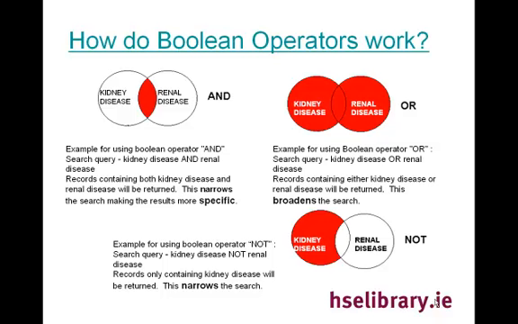The Boolean operator or allows you to broaden your results. So for example, kidney disease or renal disease, records containing either kidney disease or renal disease will be returned. This broadens the search. The final Boolean operator not allows you to exclude concepts not relevant to your search. So again, searching for kidney disease, not renal disease, then records only containing kidney disease will be returned. This narrows the search.